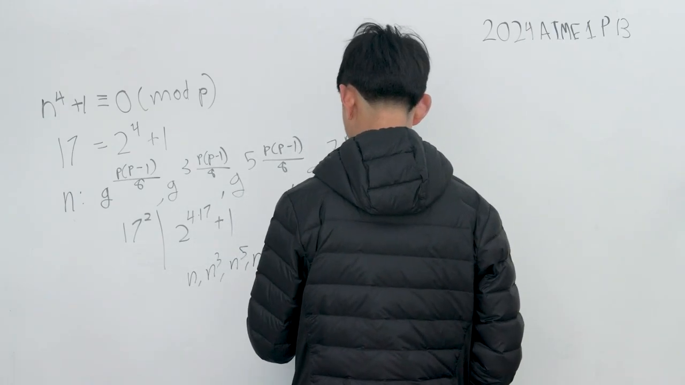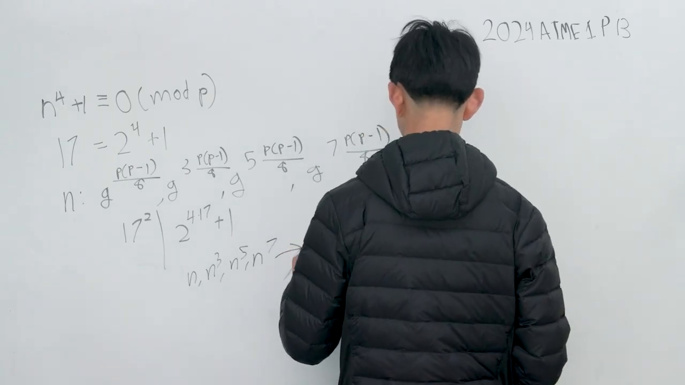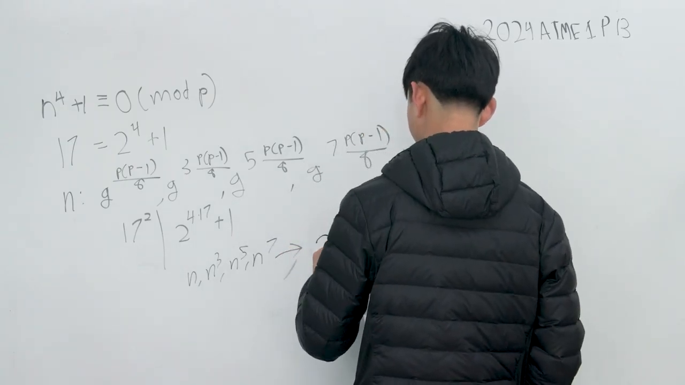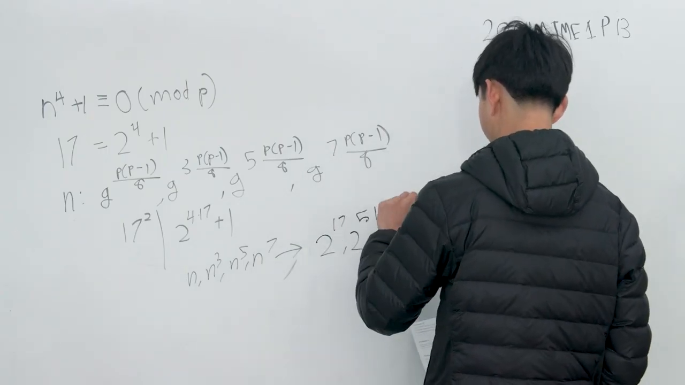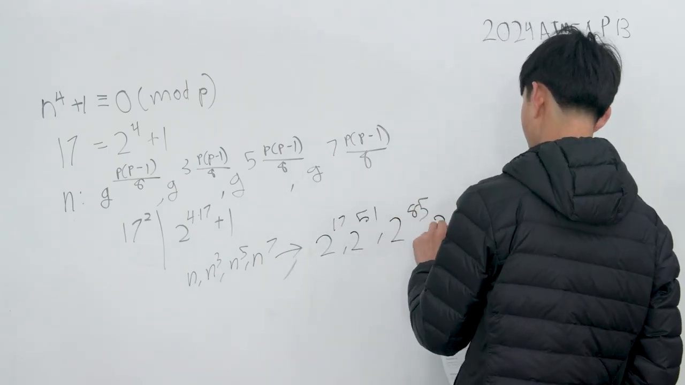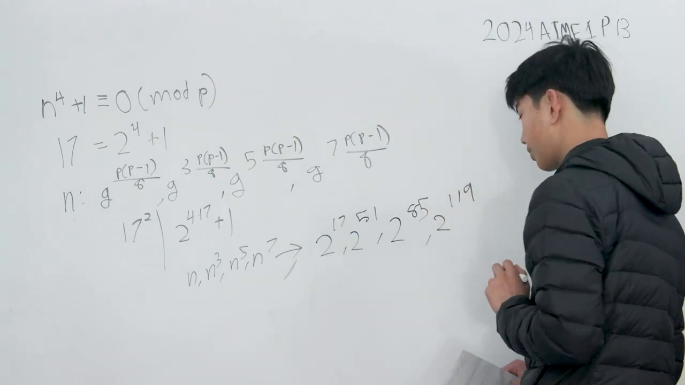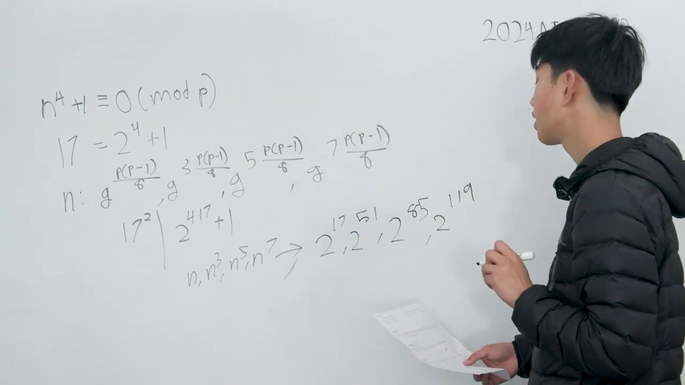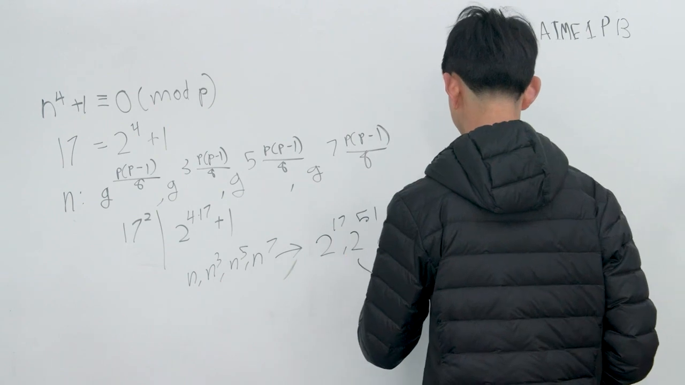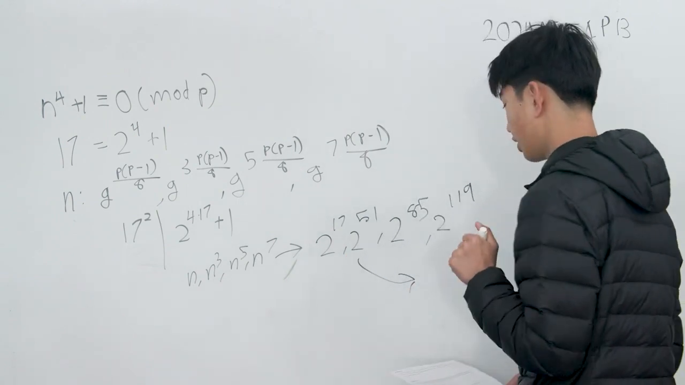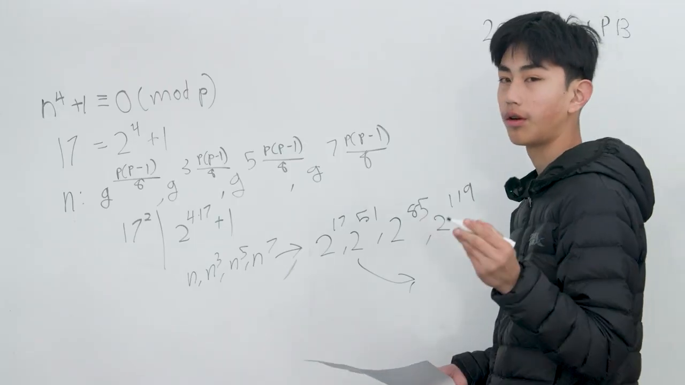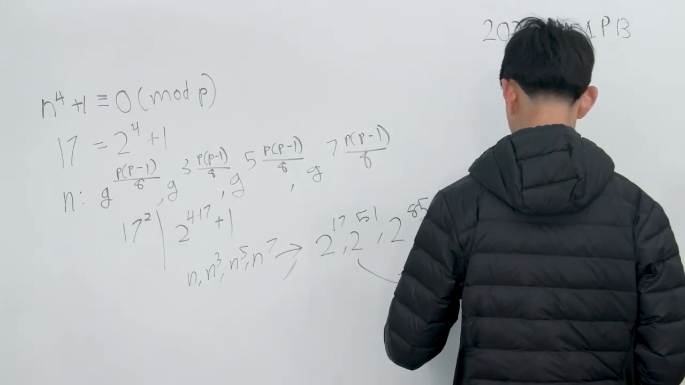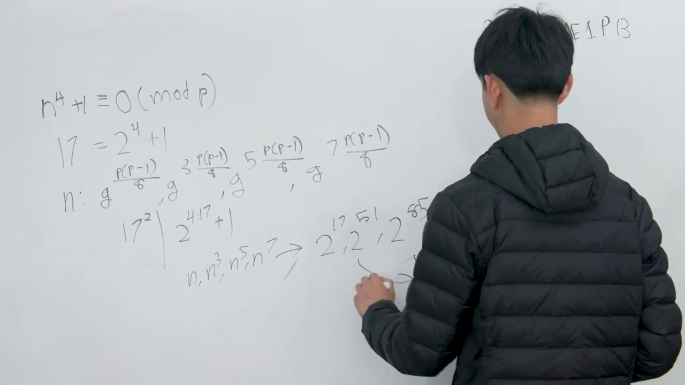Therefore, we have our answers of 2 to the power of 17, 2 to the power of 51, 2 to the power of 85, and 2 to the power of 119. So from this we can deduce that our answer is 2 to the power of 51, and making it congruent by using modular arithmetic, we get 110 as our answer.